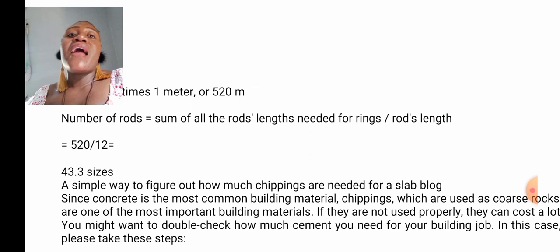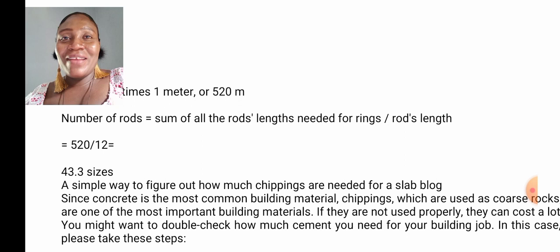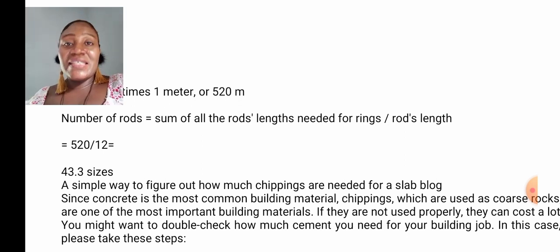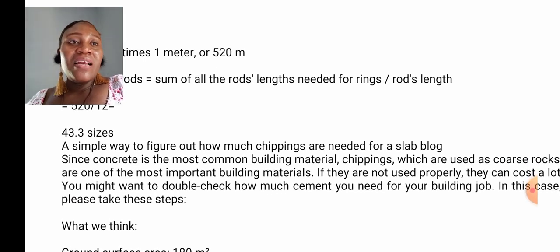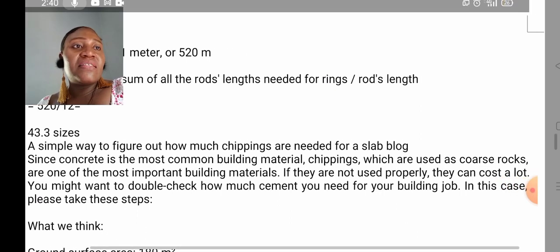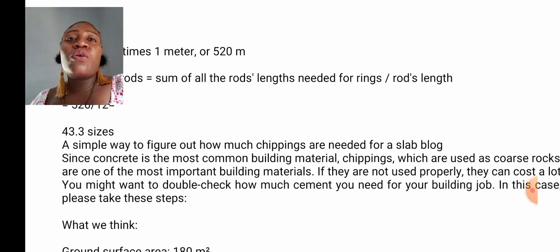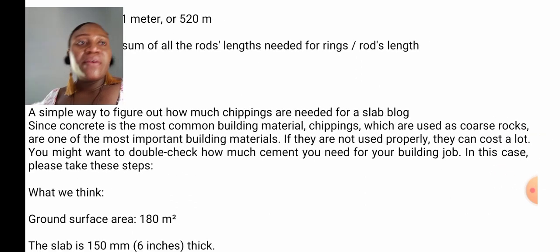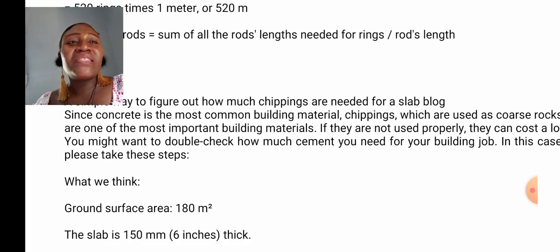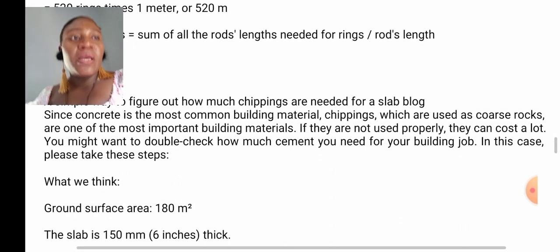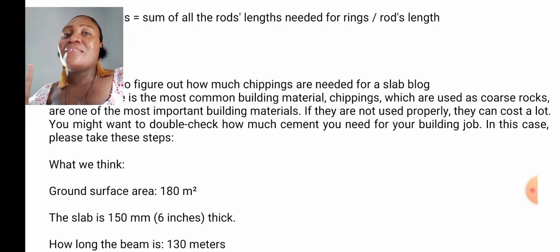Okay, so now how do you calculate your chipping? That is the granite that you need for a slab. Since concrete is the most common building material, chippings, which are used as coarse rocks, are one of the most important building materials. If they are not used properly, they can cost a lot. You might want to double check how much cement you need for your building job. In this case, please take these steps.